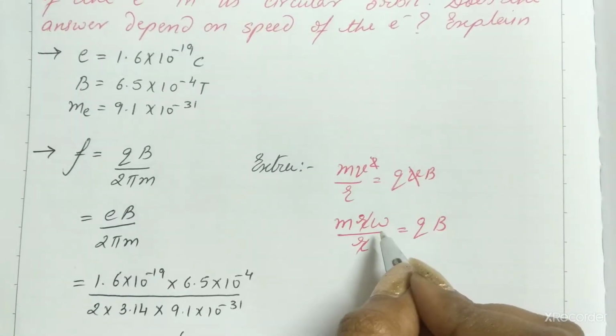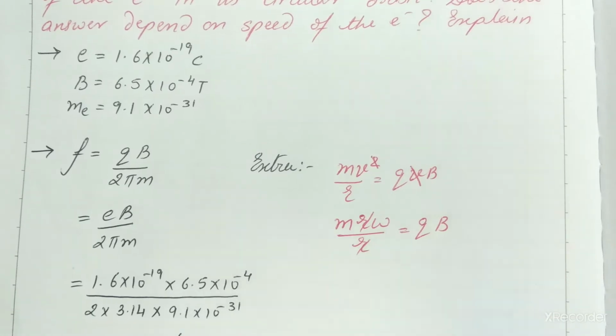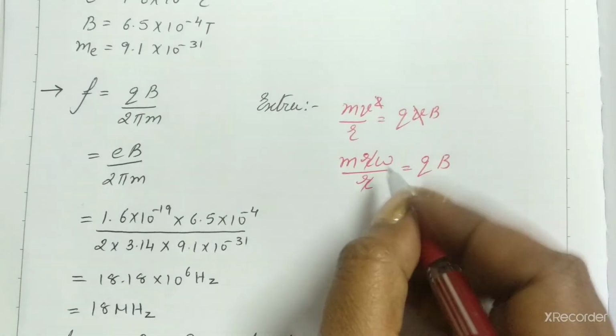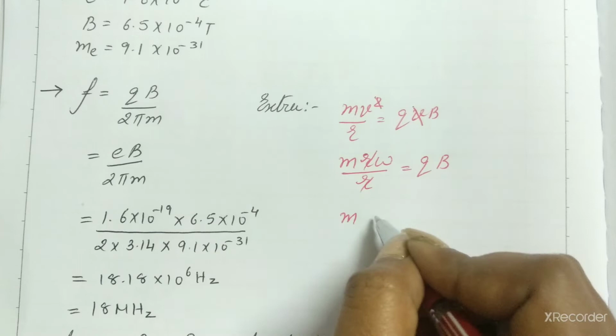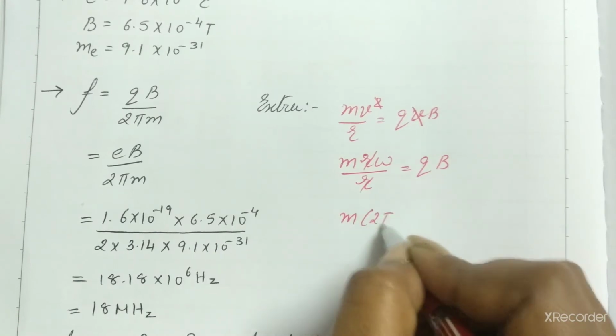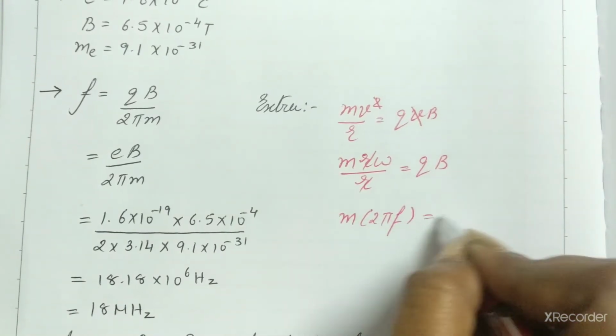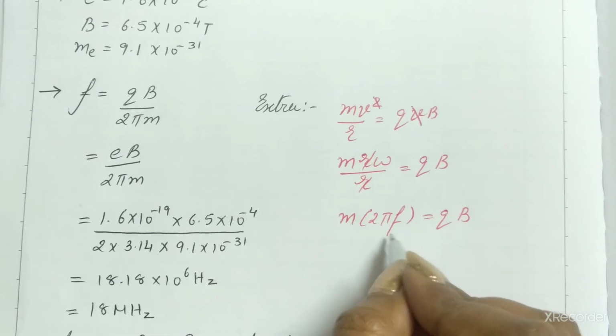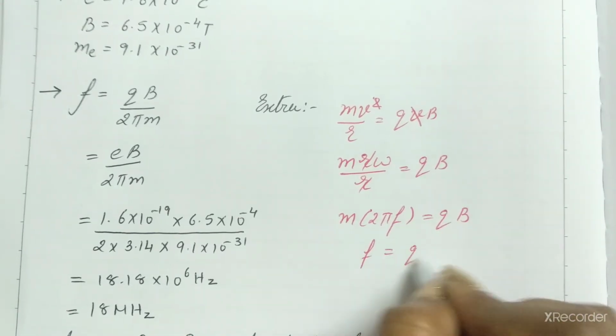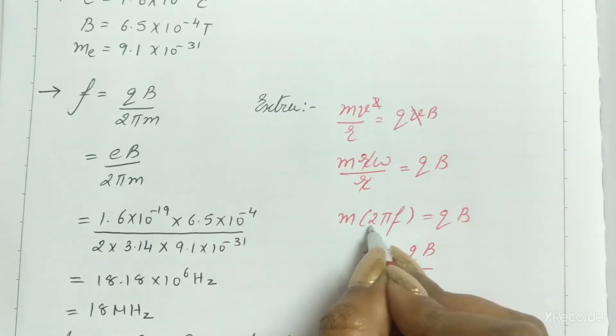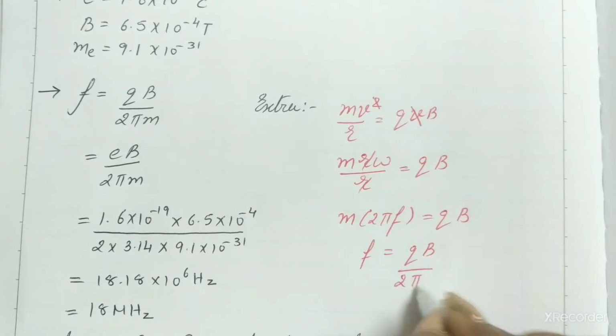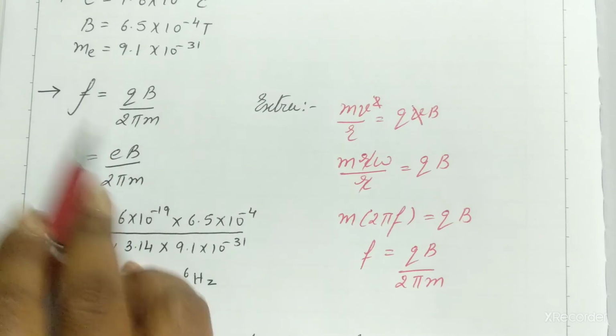But omega is equal to 2 pi f. This you have also studied in 11th standard. So you can write here m into 2 pi f, where f is the frequency. Now make f the subject of the equation. So f is equal to qB divided by 2 pi m. So this was your required equation.